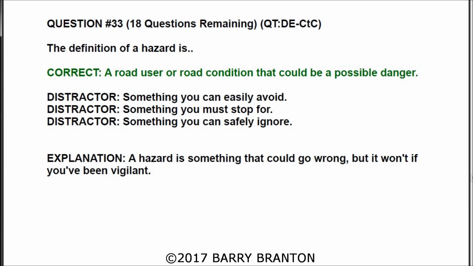Question 33. The definition of hazard is, and the correct answer is, a road user or road condition that could be a possible danger. And the explanation is, a hazard is something that could go wrong, but it won't if you've been vigilant.